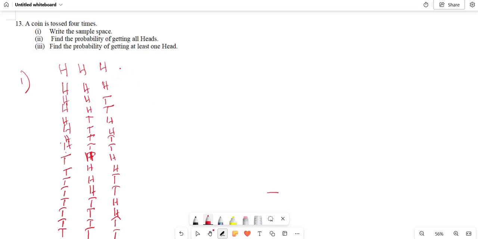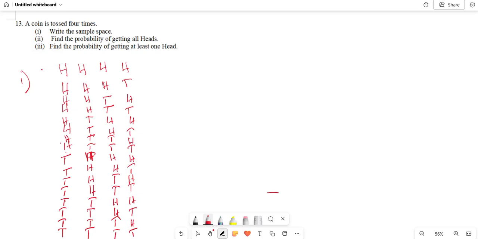And then the last row, the fourth row, you can put head and tail. That means first is head, then tail. First is head, then tail. Head, tail, head, tail, head, tail, head, tail, head, tail, head, tail.